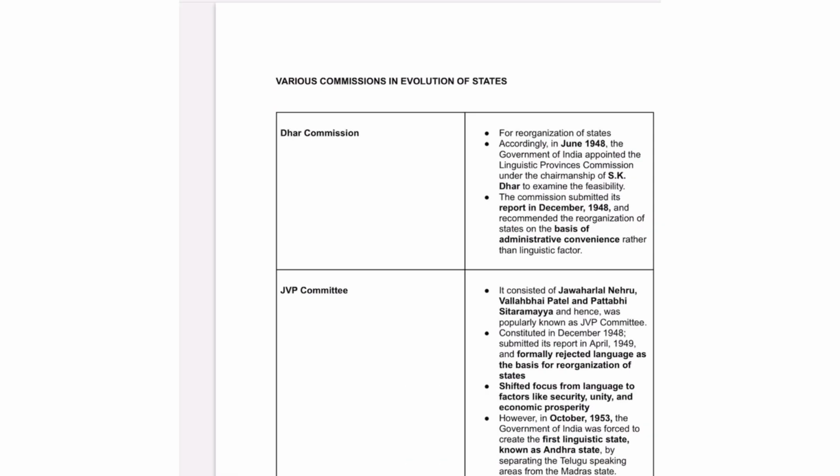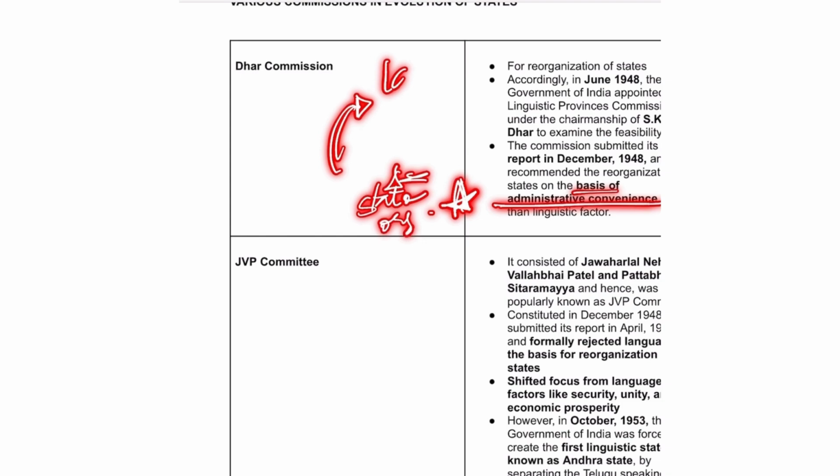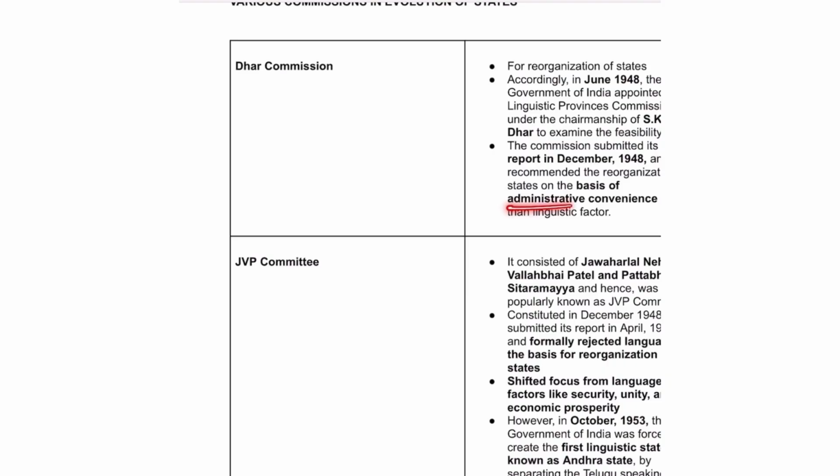But then later we had certain commissions in the evolution of states. So firstly we had the Dhar Commission. The Dhar Commission was under the chairmanship of S.K. Dhar, and it submitted its report in 1948, and it said the basis of administrative convenience should be the criteria for state reorganization. So here the language as a criteria was rejected. So the administrative convenience should be looked at.